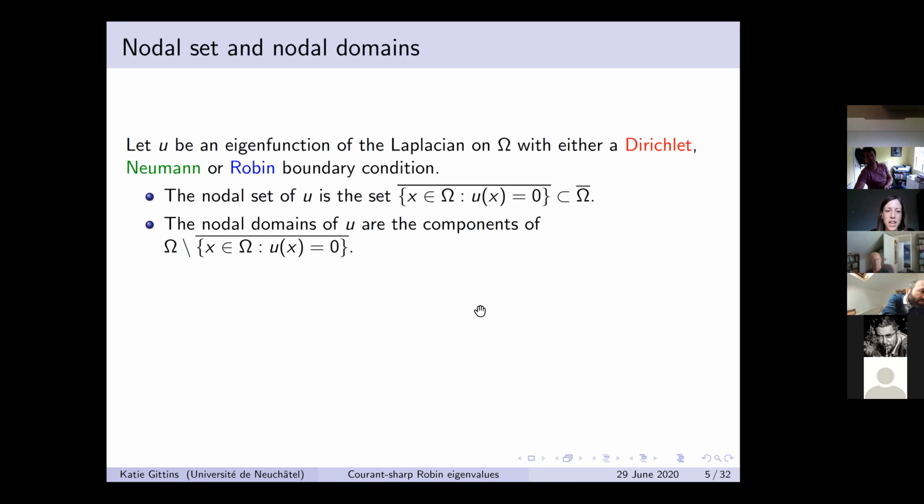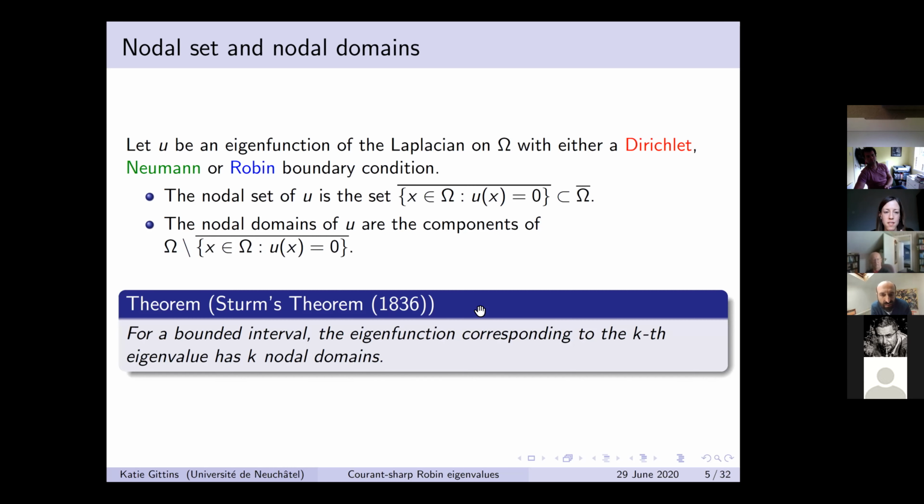And so thinking about the number of nodal domains, we have, of course, in one dimension, the well-known result of Sturm, which tells us that for a bounded interval, the eigenfunction corresponding to the kth eigenvalue has exactly k nodal domains. And so this eigenfunction has exactly k minus 1 zeros.